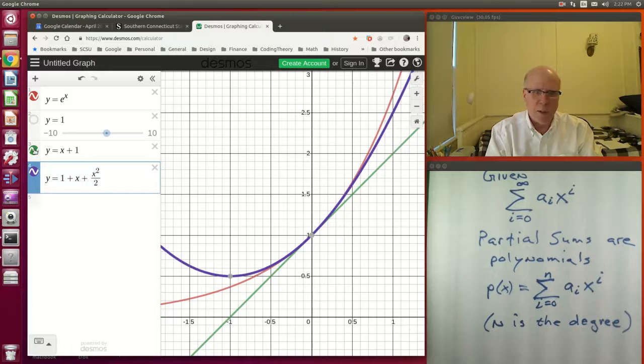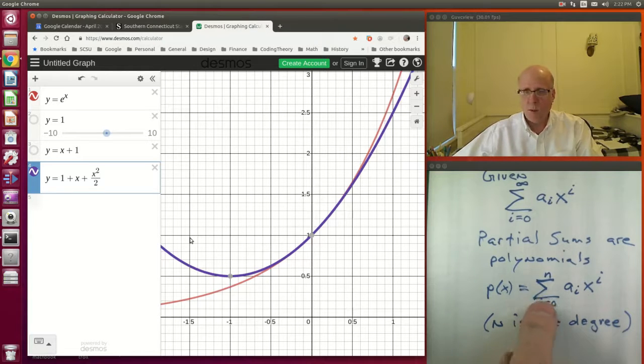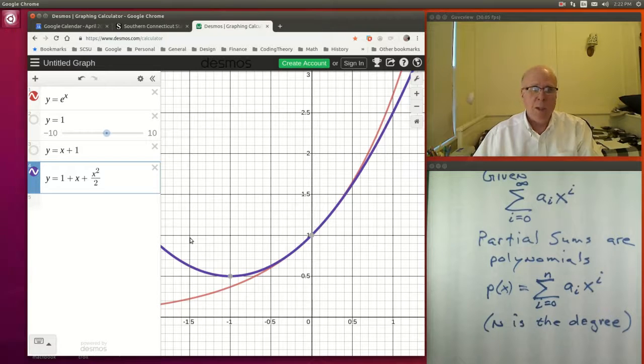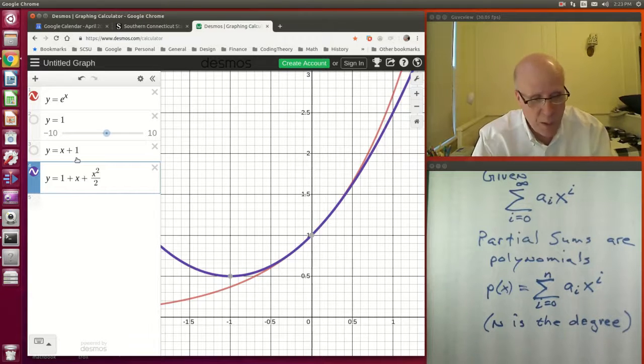So let's turn off the other graphs. Notice how good that is? The purple graph, or bluish graph, is really quite close to the other thing. How could we make it a little better? Well, what we're really going to be doing is adding more and more of the terms of the series. But let's try to match the third derivative. What would the third derivative of e to the x be? 1, right? How could we change this polynomial so that its third derivative was 1? Well, notice the third derivative would kill off all the terms that have degree less than 3. So only the degree 3 terms of the polynomial would survive.